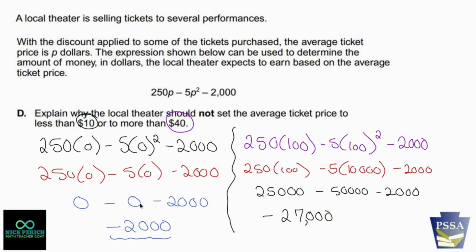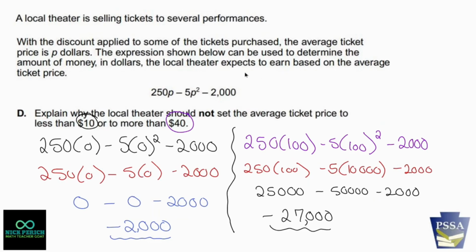Now, what do both of these mean in this real world context? And why is it asking me why we can't use less than 10 or more than 40? Well, when substituting something less than 10, like 0, or something greater than 40, like 100, gives us a negative answer. And since P represents the amount of money the local theater would expect to earn, we don't want to earn negative dollars. So if I were to use numbers smaller than 10 or bigger than 40, I would lose money.